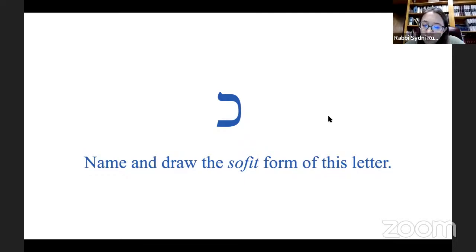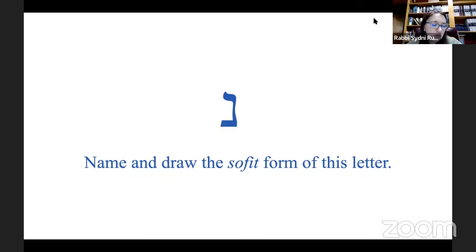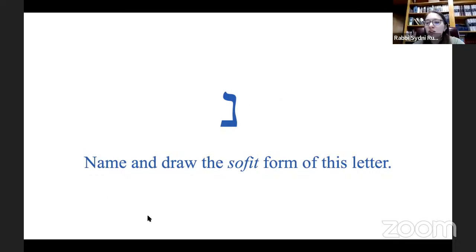Dr. Strain, what is this letter? That's a nun. Great. And can you draw a Nun Sofit? Nice. And what I would even say is to make it even more narrow, kind of the opposite of Curtis, so that it doesn't look like a Chaf Sofit. So I should make it more like this. Exactly. Right. That it looks kind of like a long Vav. Great. So that's a Nun Sofit.